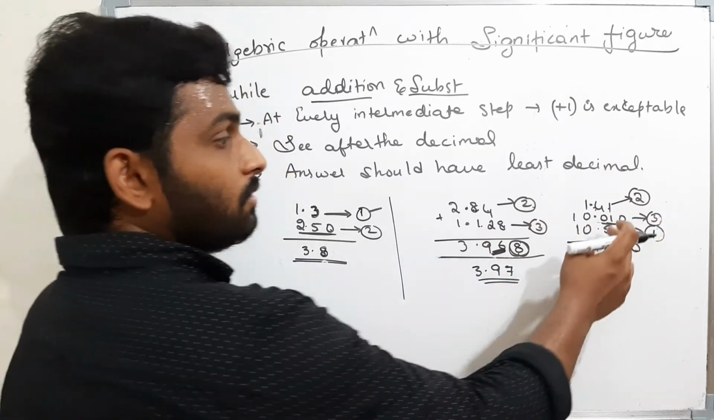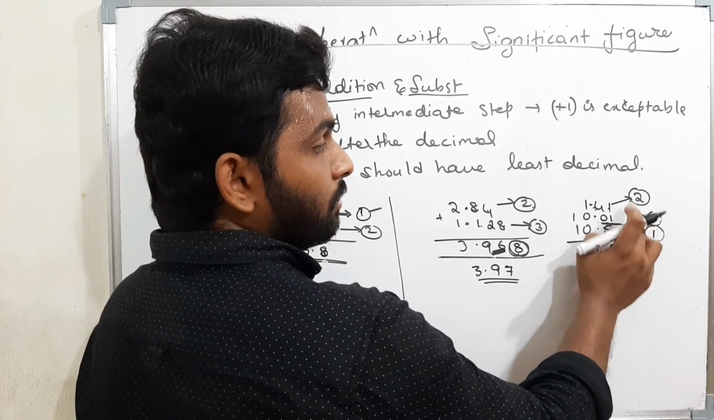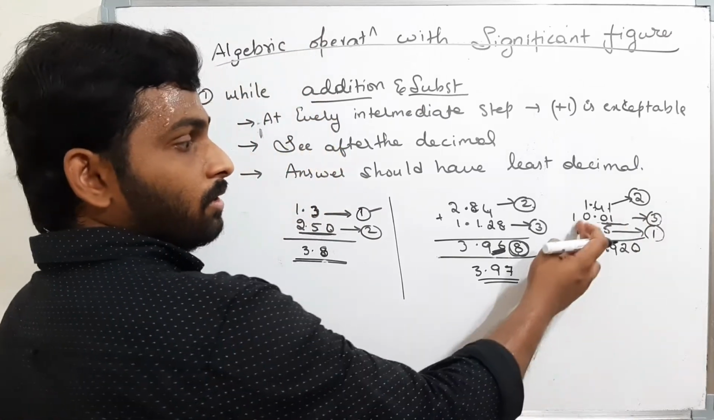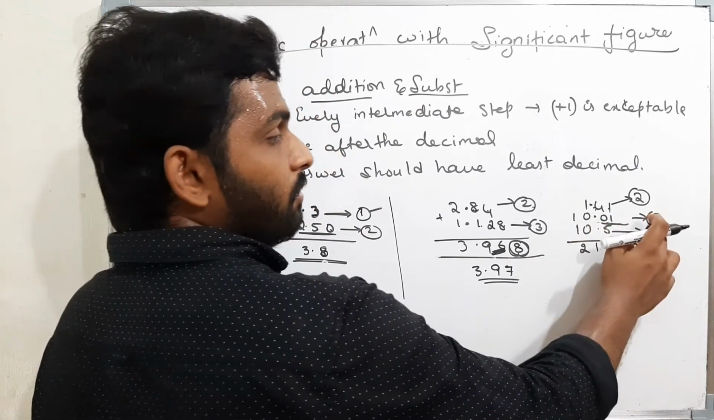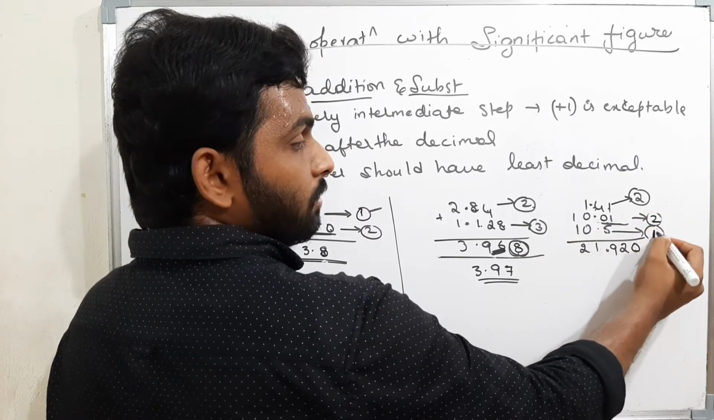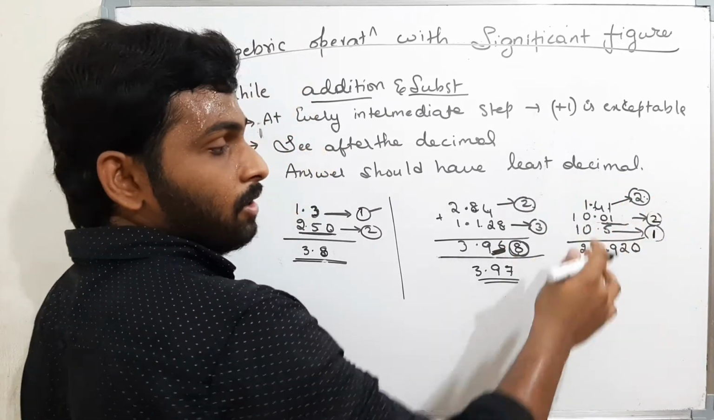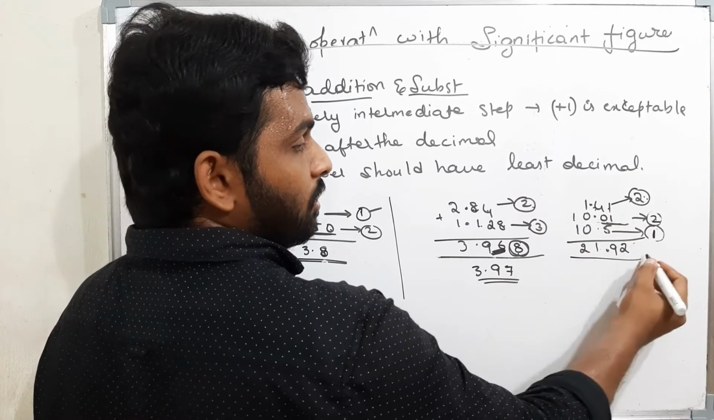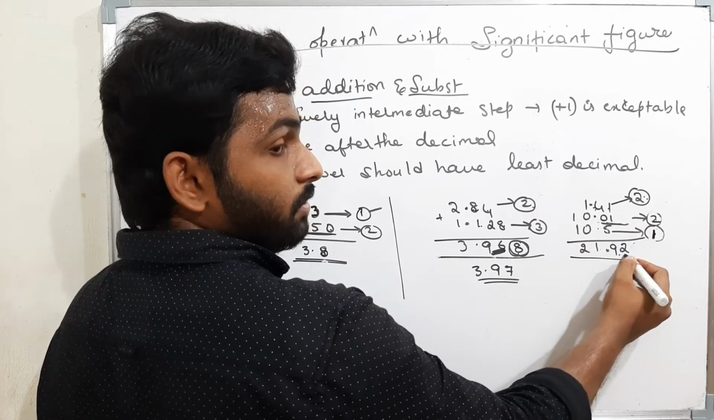If I round off this one to 2, what will I get? There is nothing but 10.01. That means now it is having 2. The least one is 1. Plus 1 is acceptable, no problem. Now add them. How much? This is the answer. Now the least one is how much? 1. Therefore I have to convert this one to a single digit.